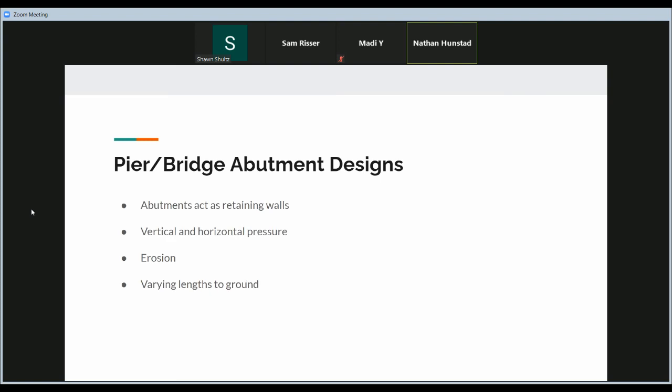Abutments are on the walls of the edges of the bridge, and they hold the vertical and horizontal pressure of the bridge. A pier is in the middle of the bridge and is mainly for supporting the vertical pressure. The main factors that go into designing a bridge abutment are cost, durability, strength against erosion, and lengths to the ground. The 5 main abutment designs are full retaining, semi-retaining, sill, spill through, or open, and pile encase. All of these have varying levels of those main factors.